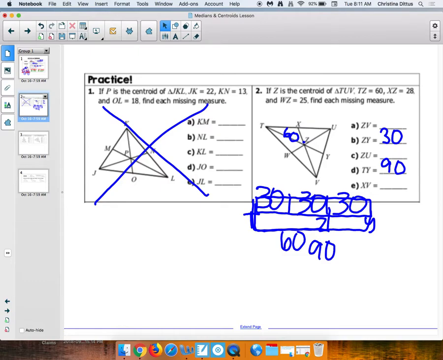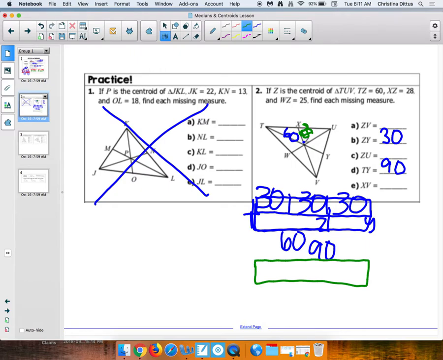Okay. The next thing it tells me is that XZ, so this line right here, is 28. So let's draw that box. From X to Z, is that 1 box or 2 boxes? I look at my whole line. 1. So X, Z, and then what's the last letter that makes the whole line? V. From Z to V is 2 boxes. So X to Z is 28.